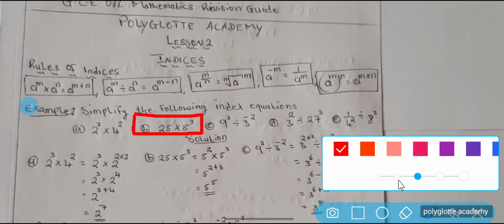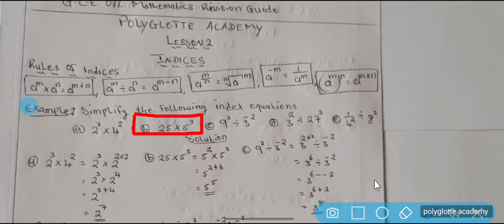We're going to solve that. Let's copy that. The B part of the equation is 25 times 5 to the power 3. I need to put 25 in index form, which is 5 times 5. So I have 5 to the power 2 times 5 to the power 3.